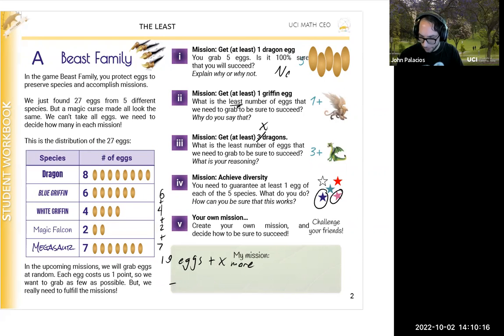Okay, so we've explored the first 3 missions. Let's look at the next missions here. Oh, we want to achieve diversity with this mission. We need to guarantee at least 1 egg of each of the 5 species. So we want to achieve some sort of biodiversity here. And how can you be sure that your strategy will achieve that diversity?